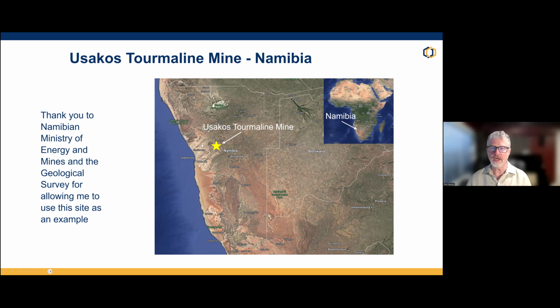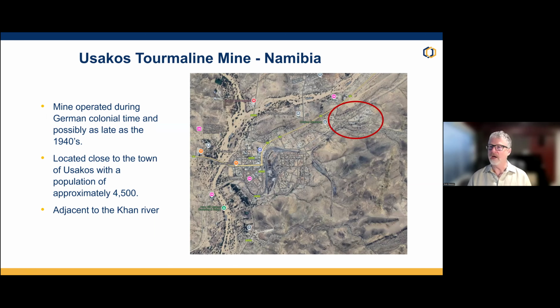So here's the location of the Usakos tourmaline mine, so people have a sense of where that is located. Zooming in a little bit, the red circle is the actual site itself. And this is just a screenshot from Google Earth. So it's a mine that operated during German colonial time and possibly as late as the 1940s. This can be a bit of a challenge with abandoned sites, knowing exactly when they were abandoned. But this site is located very close to the town of Usakos with a population of approximately 4,500 people. So we're only a few kilometers away from that site.